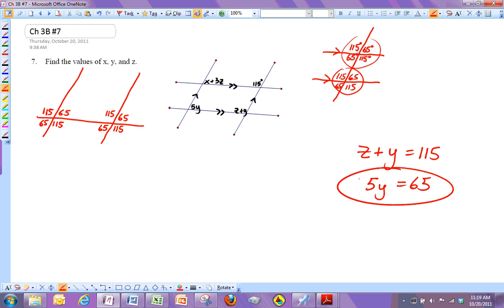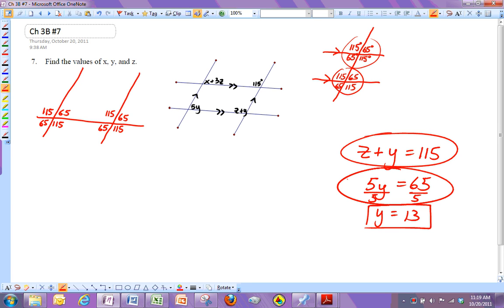Now this one I can solve right away. When I divide by 5 on both sides, y equals 13. So now I have y equals 13. Up here, I can plug in 13, so z plus 13 equals 115. So z is going to be 102.